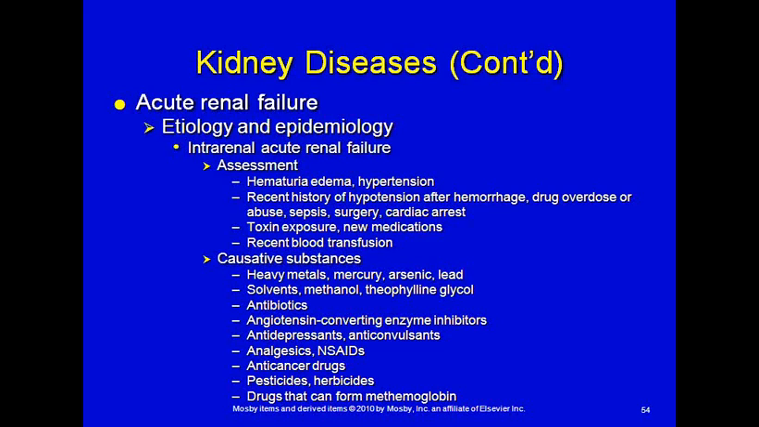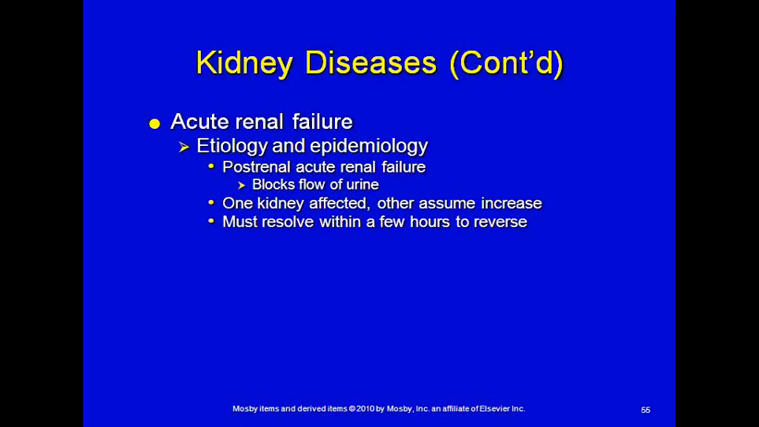and other things that may cause the intrarenal acute failure include exposure to things like heavy metals, particularly mercury, arsenic, and lead, solvents, hydrocarbon solvents, methanol, theophylline, glycol, antibiotics, angiotensin converting enzyme inhibitors, antidepressants, anticonvulsants, analgesics, and non-steroidal anti-inflammatories, anti-cancer drugs, pesticides and herbicides, and drugs that can form methemoglobin, because methemoglobin doesn't transport oxygen.